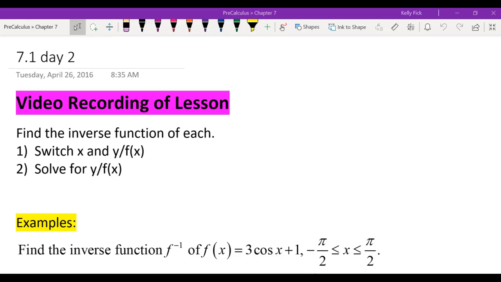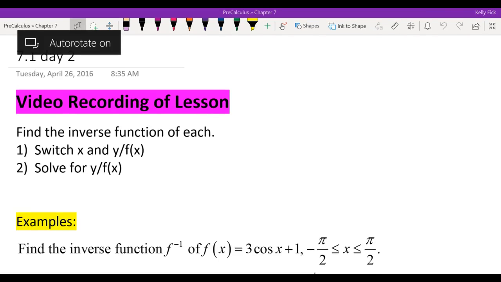So 7.1 day 2, finding the inverse of a function. When you're finding the inverse of a function, you're going to switch your x and your y, and then you're going to solve for y. So today you're actually doing two things, okay? You're not only finding the inverse, you're also stating the domain and range, okay?